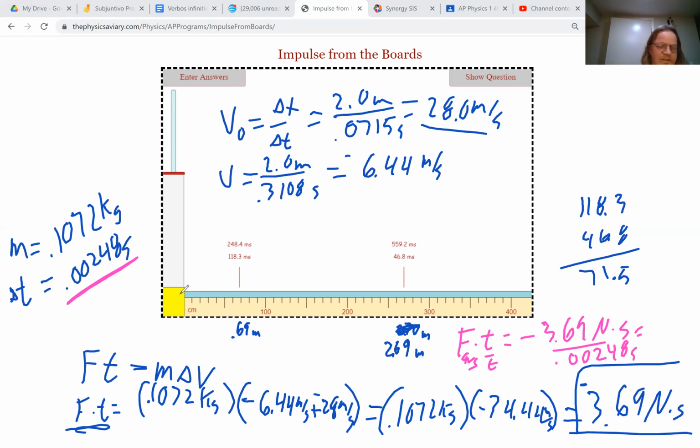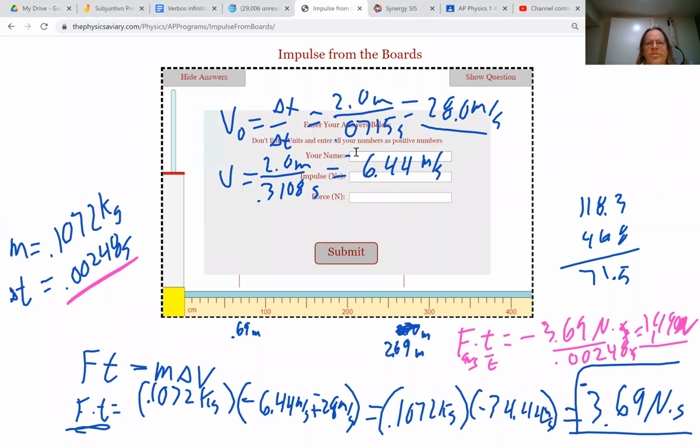All right, so it's 3.69 divided by 0.00248. Hope you appreciate this. So the answer is 1,500 newtons, okay? It's 1,490 is what I'm getting over here. So 1,490 newtons, because the seconds canceled out there. So there it is, guys, 1,490 newtons. There's the change in momentum. I am ready for my prize, okay? All right, enter the answers.